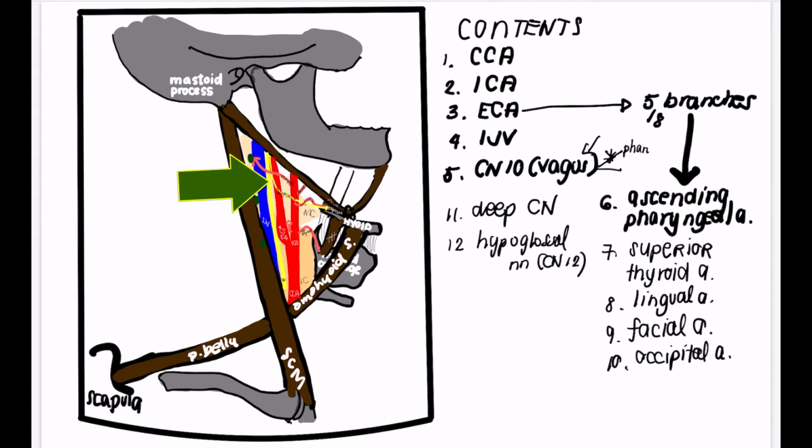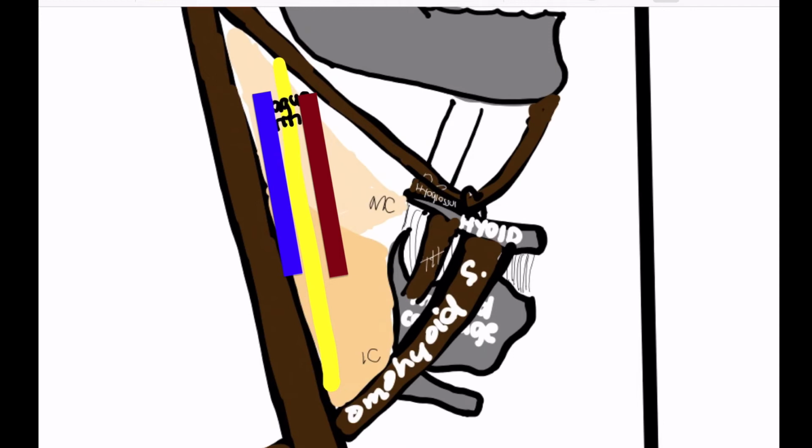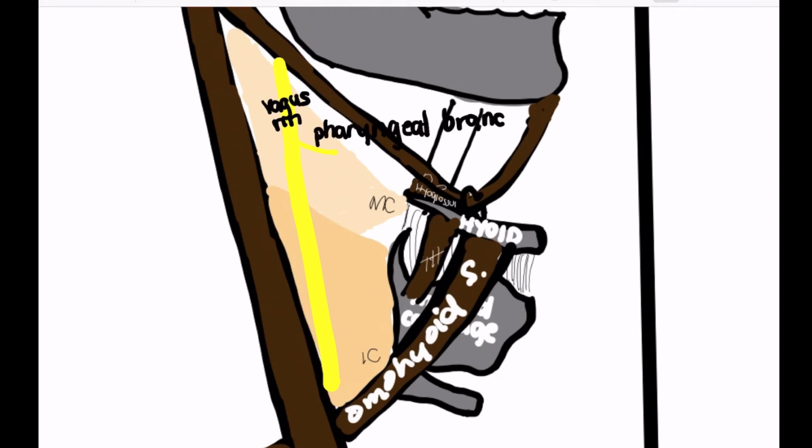This is actually another topic, but let's focus first on the part of the vagus nerve that's included in the carotid triangle. Now, this is the vagus nerve. It goes vertically downwards in between the carotid artery and the internal jugular vein, and it gives two branches in the carotid triangle. The first branch is the pharyngeal branch. It runs inferomedially, which joins the pharyngeal plexus to supply the muscles of the pharynx except the stylopharyngeus, and also it supplies the soft palate except the tensor veli palatini.